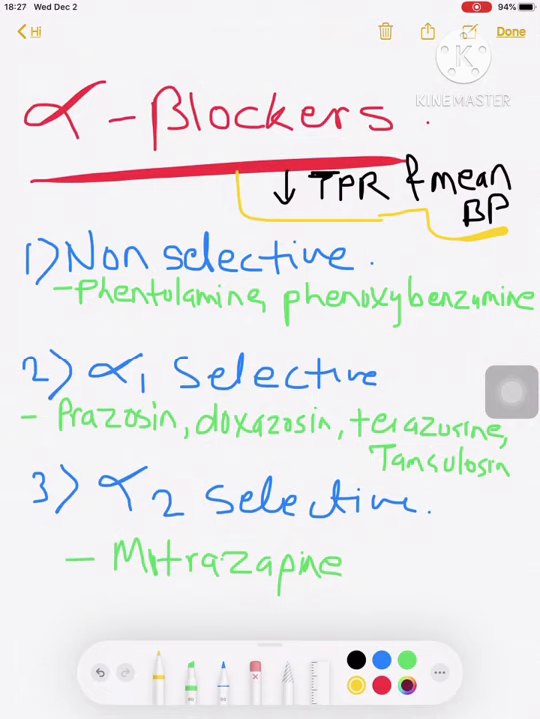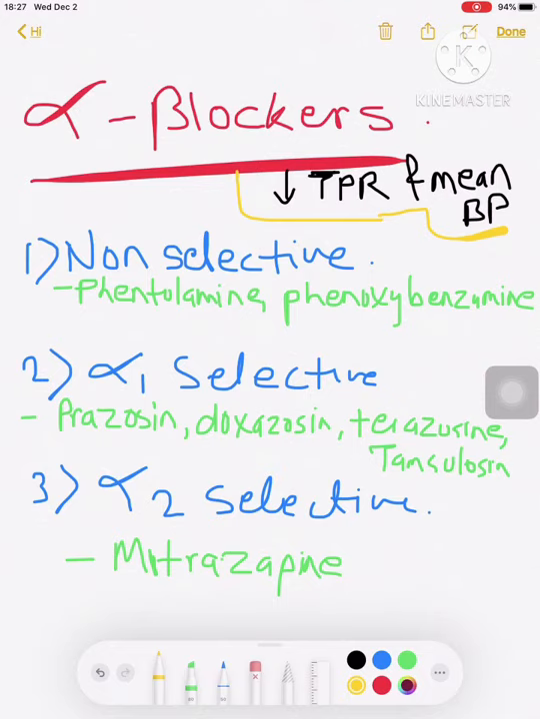Okay, so the non-selective alpha blockers are phentolamine and phenoxybenzamine. We'll discuss these drugs briefly after we classify them and after we have dealt with the effects of these drugs. Phentolamine is a competitive inhibitor, and phenoxybenzamine is a non-competitive inhibitor.